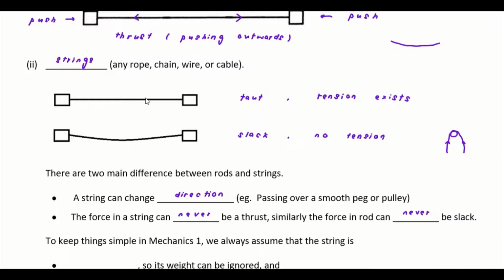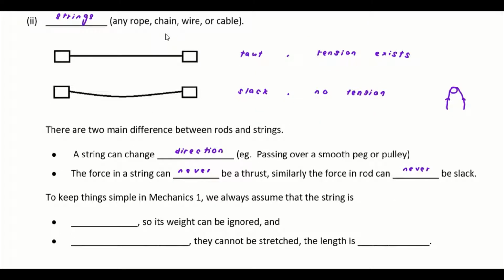For a string, as there's no tension, it would be slack. It wouldn't be thrust. Because when you try to push it inwards, that basically creates slack, not a thrust, because the string cannot stay in the same situation as the rods when you try to push it inwards. Okay, so another two words that you will always see in the questions: because we want to keep the calculation simple in Mechanics 1, we'll always assume that our string is light.